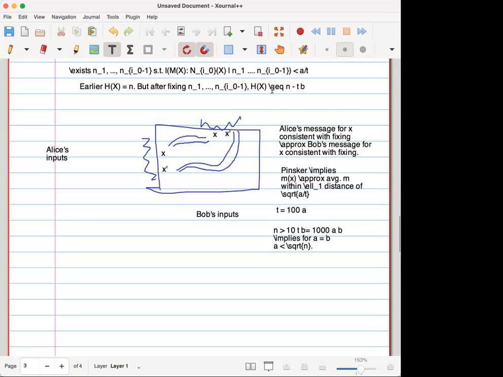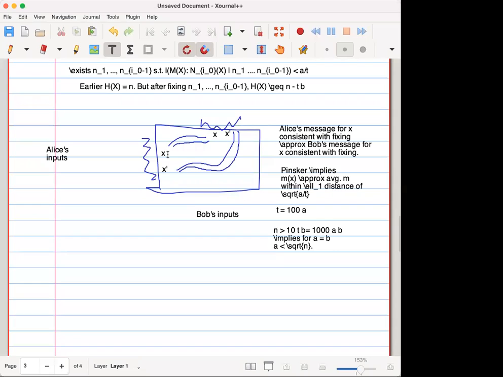So what I want is basically, if n is large, I want n minus TB to be, let's say, at least a large constant. Saying that the entropy is a large constant means that this biased probability distribution is not concentrated on just one point. It has enough support on several points. Actually, I just want 2 points, X and X prime, two different points.